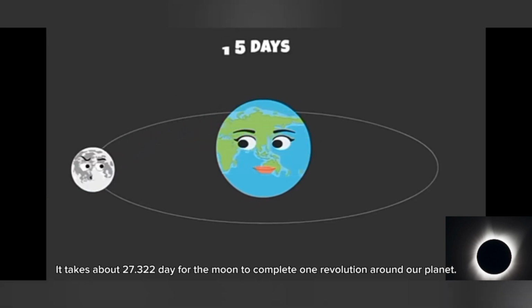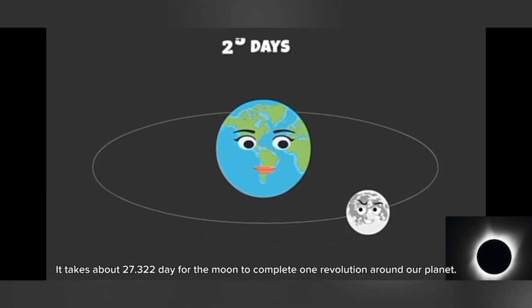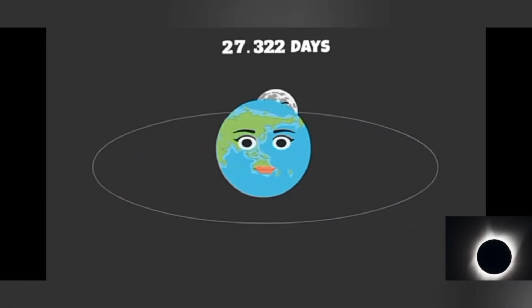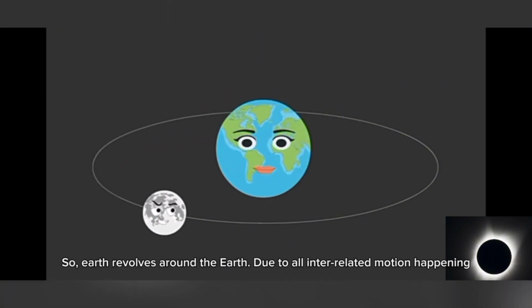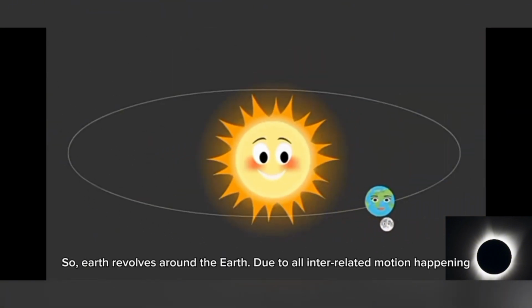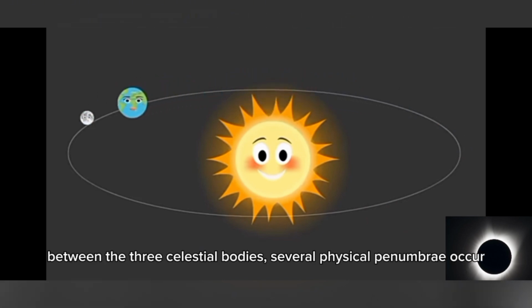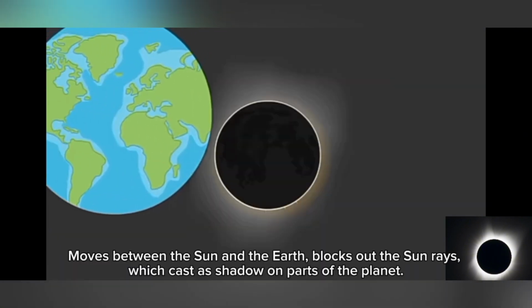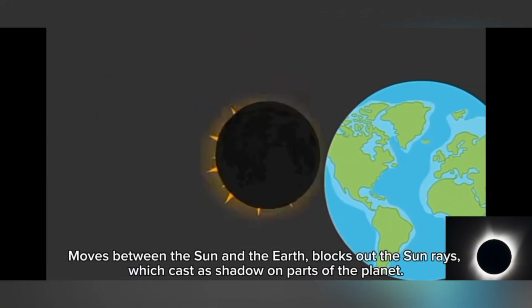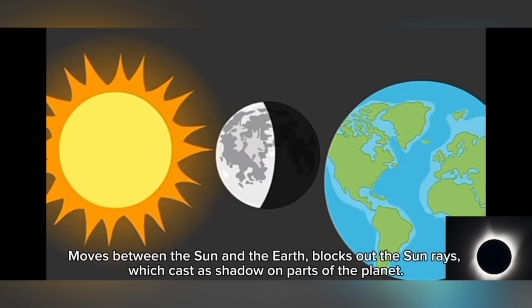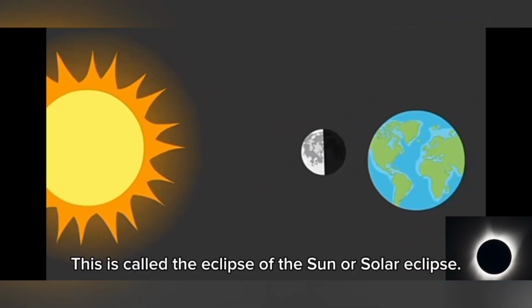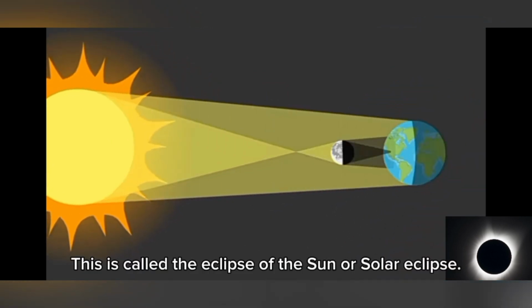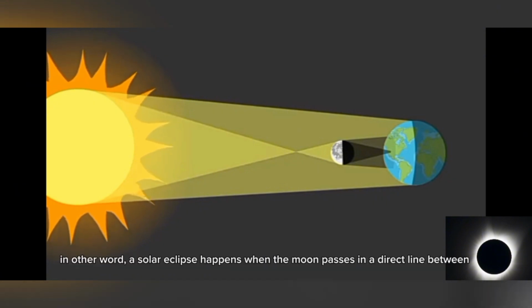It takes about 27.32 days for the Moon to complete one revolution around our planet. So, the Moon revolves around the Earth. Due to all the interrelated motion happening between the three celestial bodies, several physical phenomena occur. When the Moon, during its revolution around the Earth, moves between the Sun and the Earth, it blocks out the Sun's rays, which casts a shadow on parts of the Earth. This is called the eclipse of the Sun, or solar eclipse.